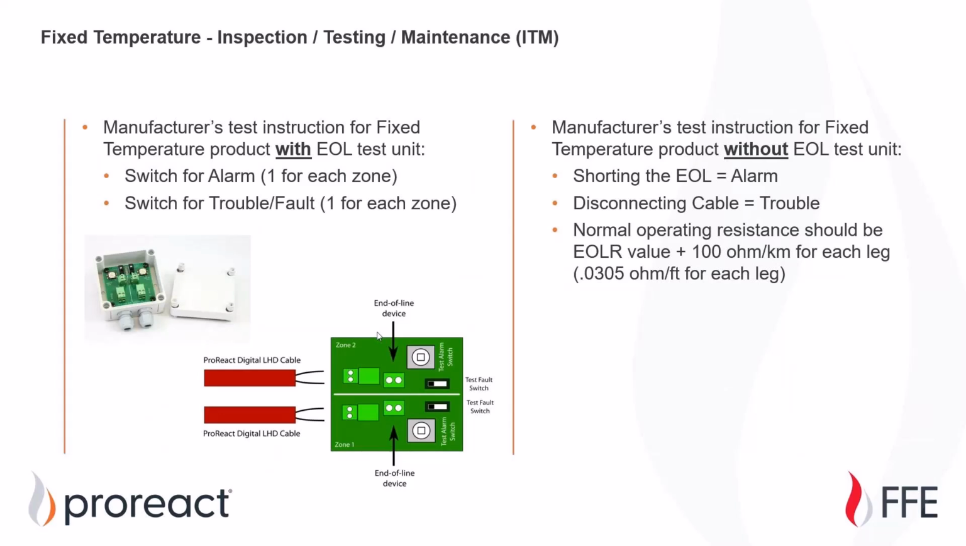So we do offer an end-of-line test station, which makes it as easy as pressing a button to perform your testing. If you put this in a more preferred location, like outside of an elevator shaft, even better. If you have the end-of-line test unit, the fixed temperature version, you just use the switch for alarm, and there's one for each zone. There's also a switch for testing your trouble as well.